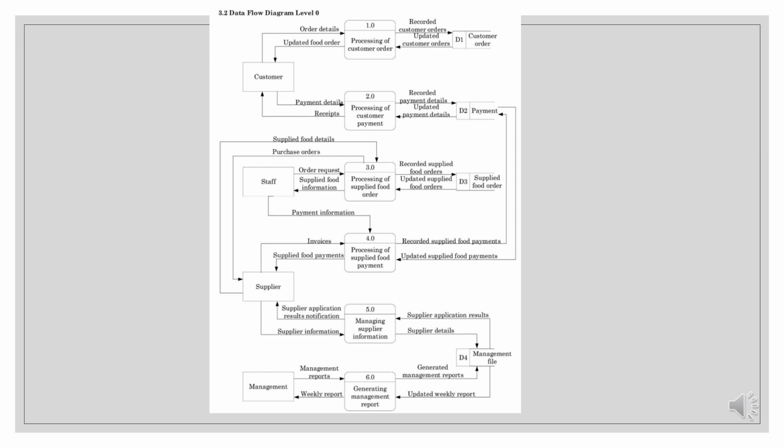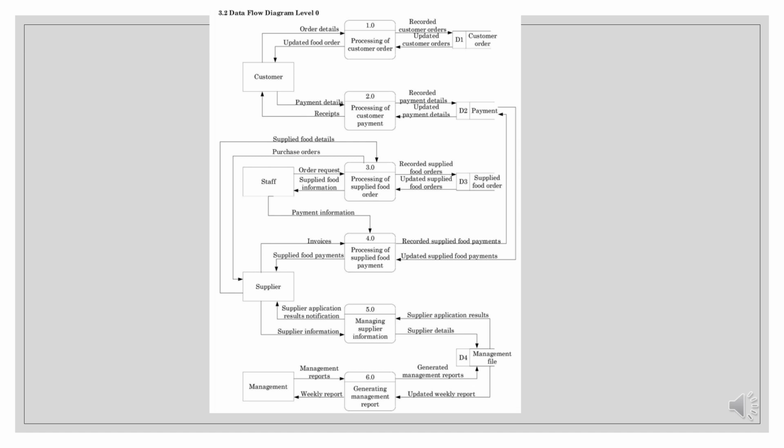In data flow diagram level 0, our first process is processing of customer order, which has output recorded customer order to the database 1 customer order, and the output of the database 1 is update customer orders to the process 1. The other output of the process 1 is update for order to the entity customer, and there is order detail to the process 1 from the entity customer. The output of the entity customer is payment detail to the process 2, and the process 2 also gives an output which is receipt to the entity customer. The other output of the process 2 is recorded payment detail to the database 2 payment, and the database 2 gives an output with payment detail to the process 2.